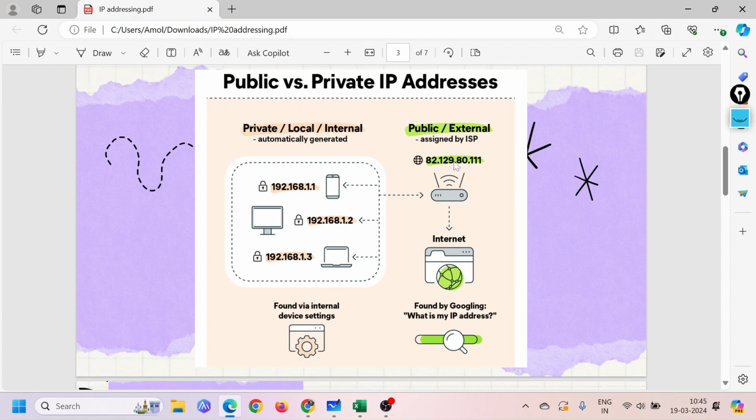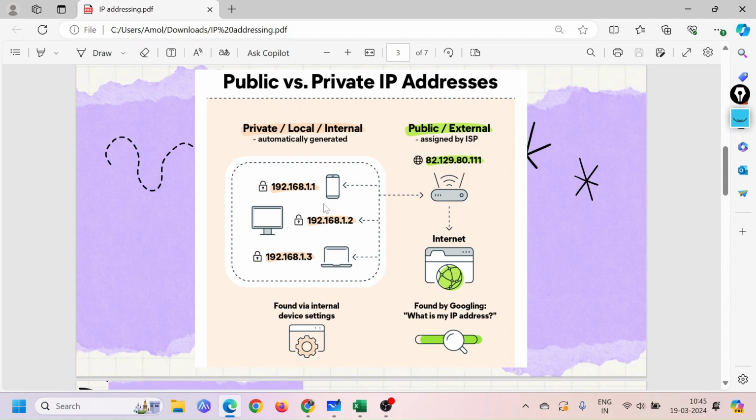Okay, now that's something that is not fixed. A private IP you can configure by yourself. If you go to the Wi-Fi section, there are some TCP/IP settings, where you can configure what private IP you would like to have. But a public IP is not in your hands. That is provided or assigned by the ISP, and it is not static.